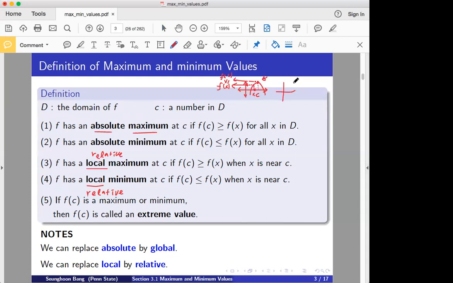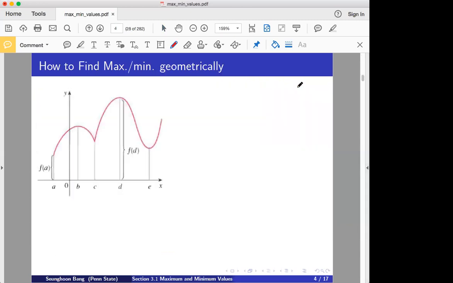The absolute minimum is similar. The graph is like this. Is this point an absolute minimum or a local minimum? We can only call it local. This point is the relatively lowest point, right? So this is a local minimum. I'm going to give one example here.